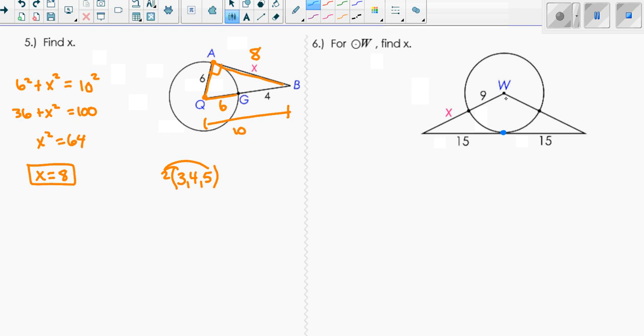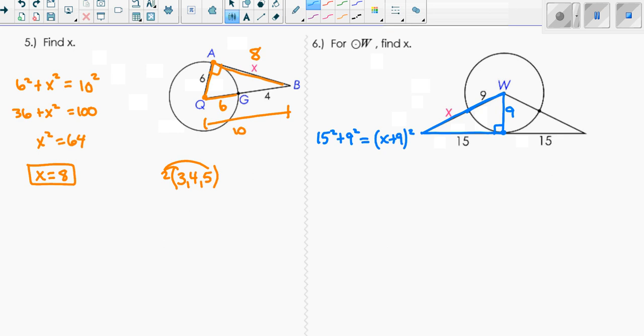All right, and the next one, again, we can assume that since there's just one point here, we can assume that this is a point of tangency. So if we connect from W to this point, then we know that these are perpendicular. Okay, so then we have a right triangle where we have a leg of 15. If this right here is a radius of 9, then this also has to be a radius of 9. So we have 15 squared plus 9 squared. And then notice this whole length, we have to use the whole length, not x or 9, is equal to the sum of x plus 9 squared.